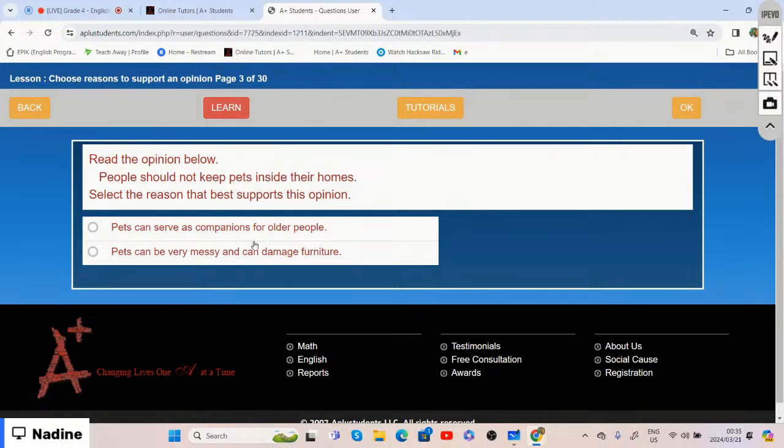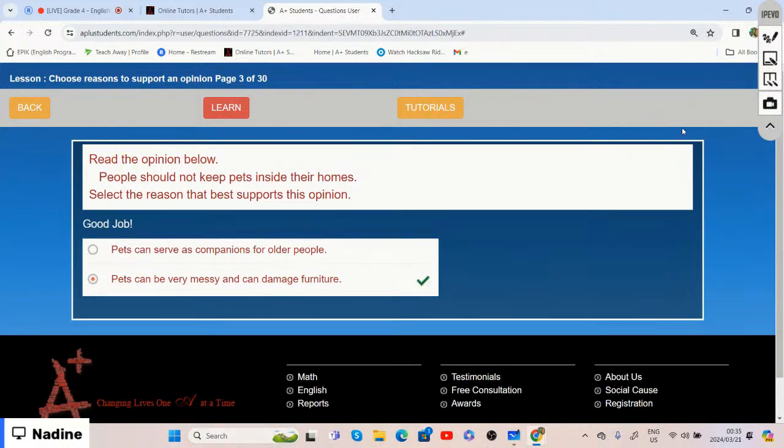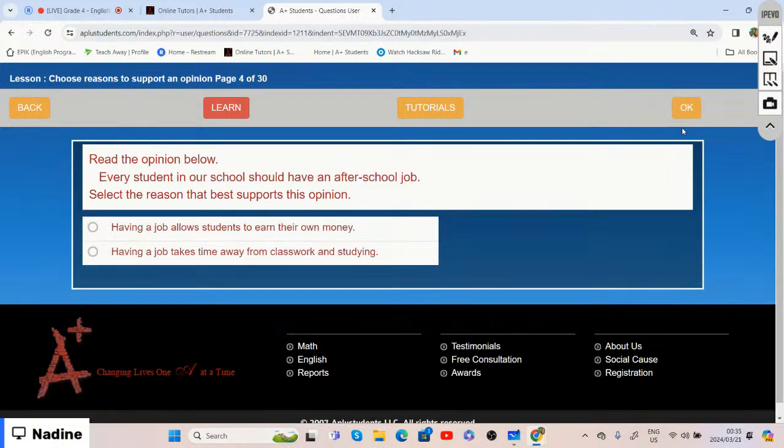All right. So, people should not keep pets inside the house. And the reason that supports this opinion is because pets can be very messy and can damage furniture. So, option two is correct. So, well done, everybody.